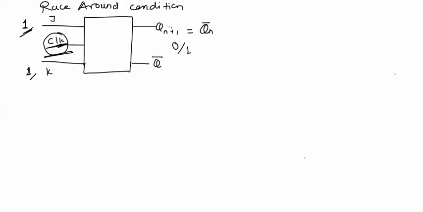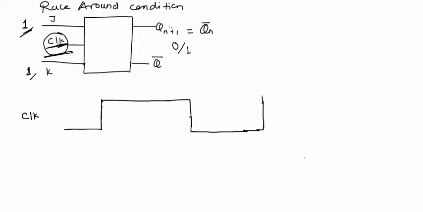Now see, we have this JK flip-flop, and at this clock input we have applied a clock signal like this. This is the clock signal, and this is the time period of the clock pulse, which is called T clock, and this is the on period of this clock signal.